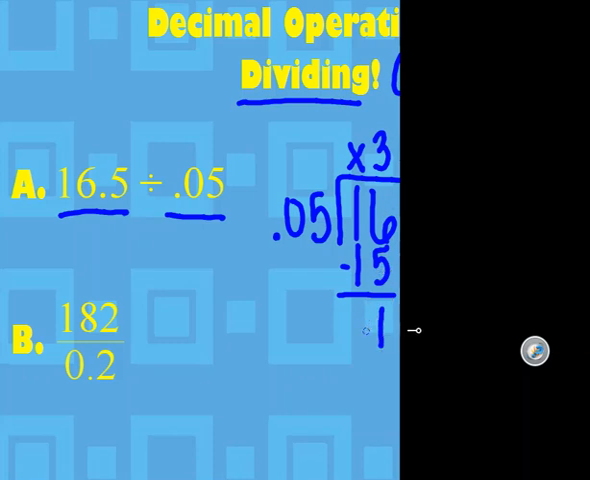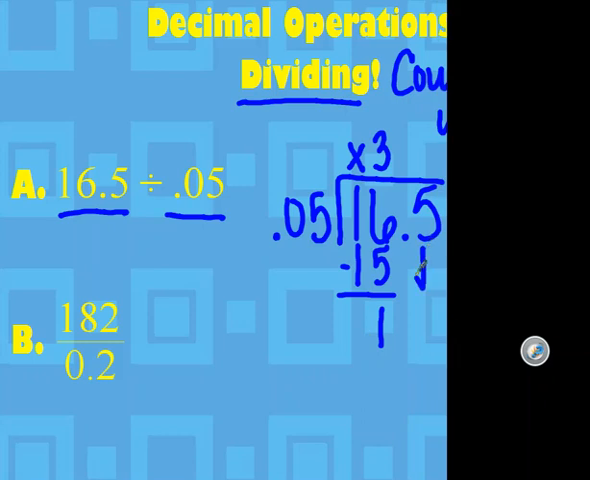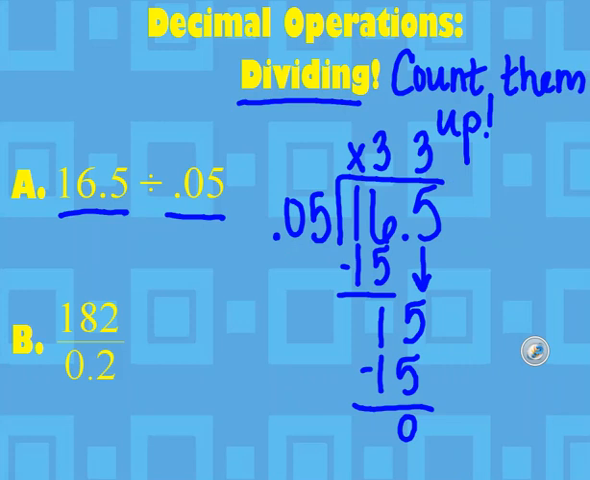So now I can slide it over again. Bring down my 5, and does 5 go into 15? 5 goes into 15 3 times, and 3 times 5 is exactly 15. So I have nothing left over at the bottom, which is exactly what I want. At this point, all we have done is divided like normal. Now we're going to go back to count them up. That was our strategy, to count them up.